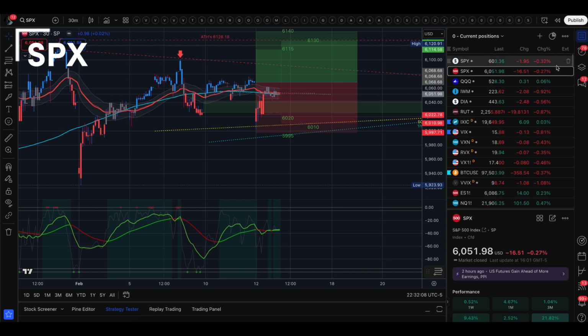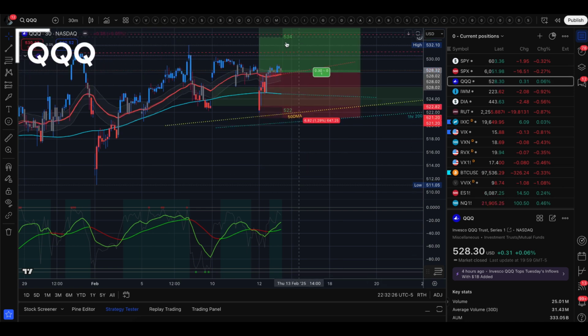And SPY closed down 0.32%, SPX 0.27%, VIX also down today 0.81%, and we did close within the implied move today. And QQQ, we also opened with a big gap down to the bottom of the implied move. 522 was the bottom of the implied move. We got just a little bit underneath that to the 50-day moving average, and then we came back up above the 30-minute 200 moving average, back up to the 35 EMA, and here we actually closed green.